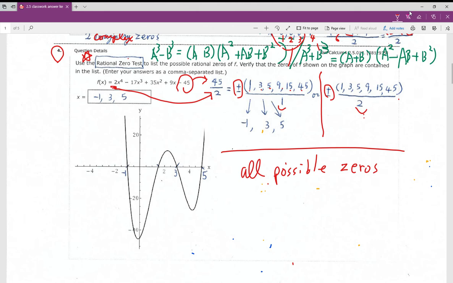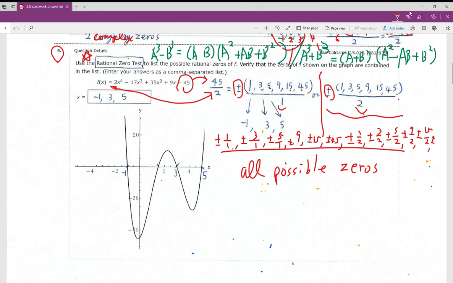Now, let me read the question first. Use the rational zero test. So it's this test to list all the possible rational zeros. On the homework, you may want to write positive negative 1 over 1, positive negative 3 over 1, positive negative 5 over 1, positive negative 9 over 1. You don't need to write down over 1: positive negative 15, positive negative 45. And then keep going: positive negative 1 half, positive negative 3 halves, positive negative 5 halves, positive negative 9 halves, positive negative 15 over 2, positive negative 45 over 2. So you list all the possible zeros. That's the first part.